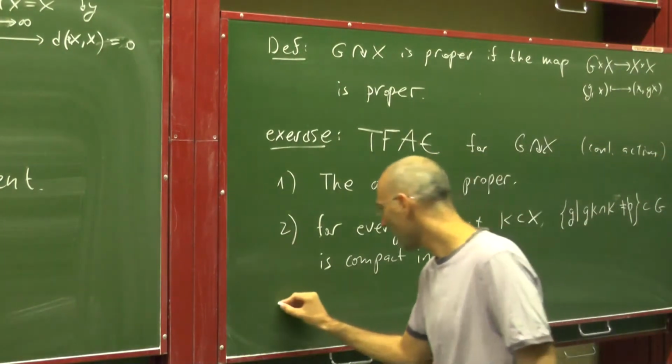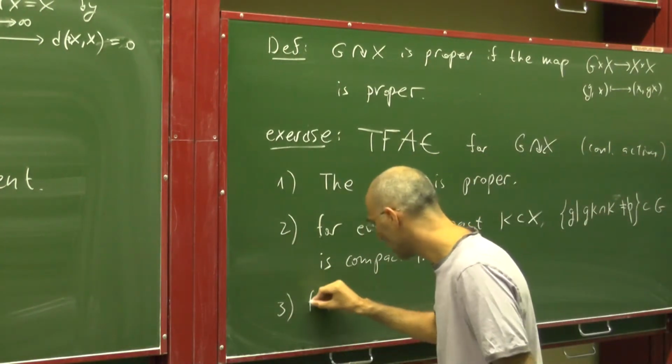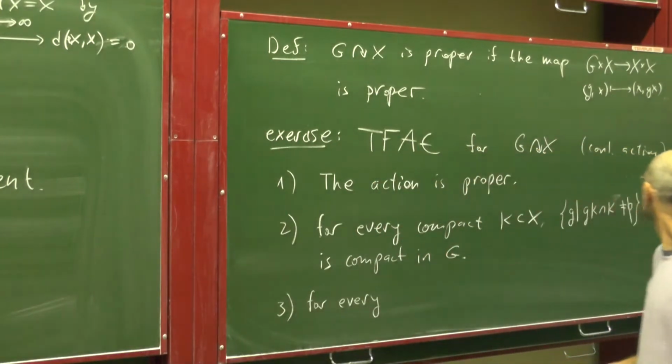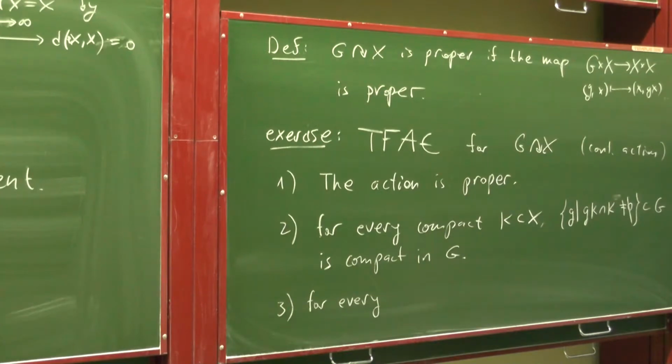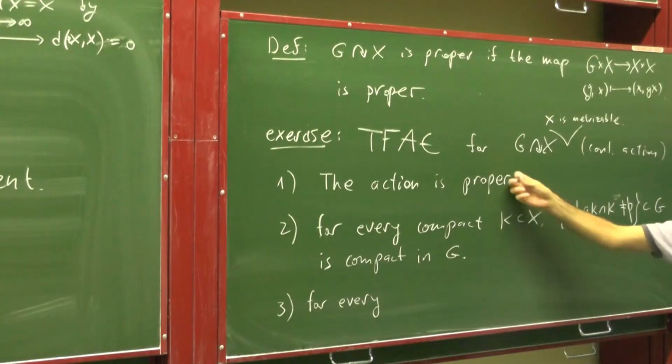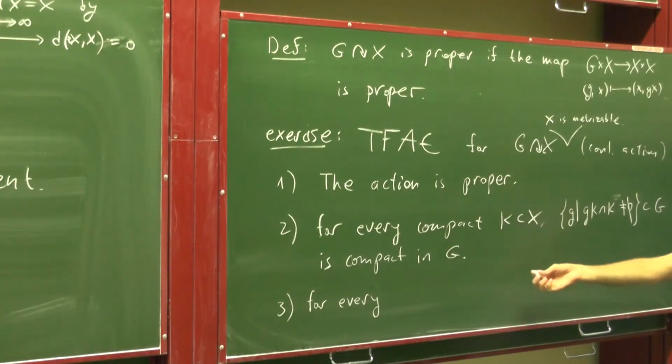Really? For every... let me assume that X is metrizable here. In order to, I want to write down sequences instead of nets. I mean, you can generalize what I'm about to. 1 and 2 are equivalent. You can generalize what I'm about to write in 3 using the language of nets. I don't want to do this.